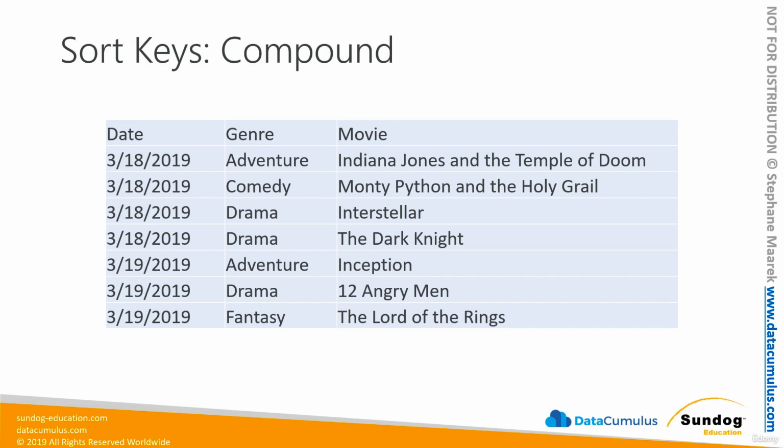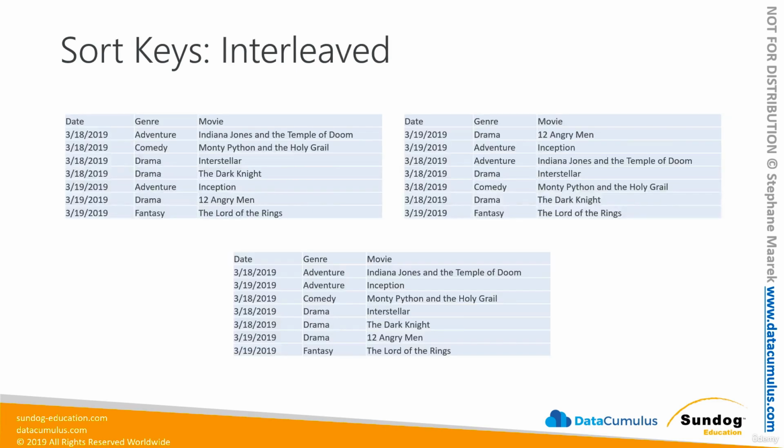Compound is the default sort type, and they also help to improve compression. So they're a default for a reason. They're pretty general purpose, and they also improve compression as well. So if you do not specify a sort key, it will be compound. Finally, we have interleaved sort keys. An interleaved sort gives equal weight to each column or subset of columns in the sort key.